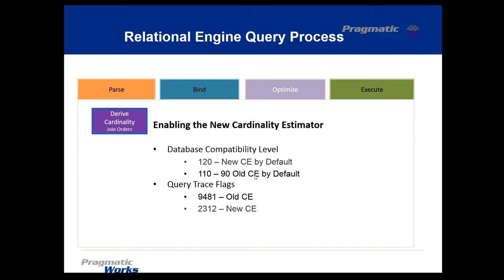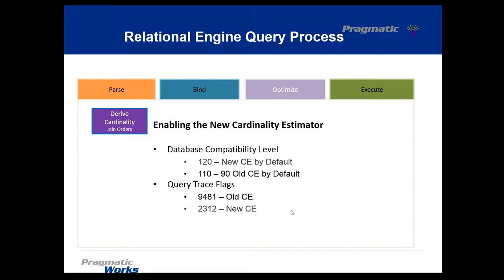110 to 90 are the old cardinality estimators that are supported by SQL Server 2014. I'll show you an example of this in a minute where you would find this in your database properties and set it. All of those use by default the old cardinality estimator. However, I can force the new or the old cardinality estimator by using a query trace flag. 9481 forces the old cardinality estimator to be used. 2312 forces the new cardinality estimator to be used.